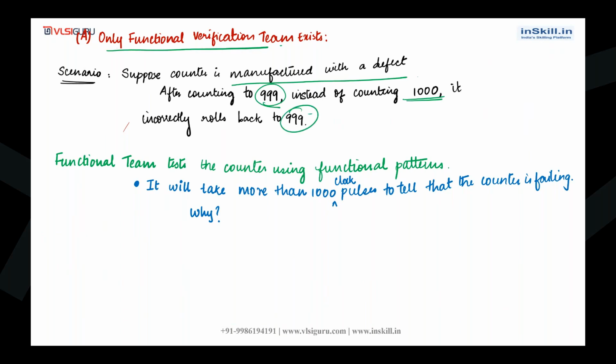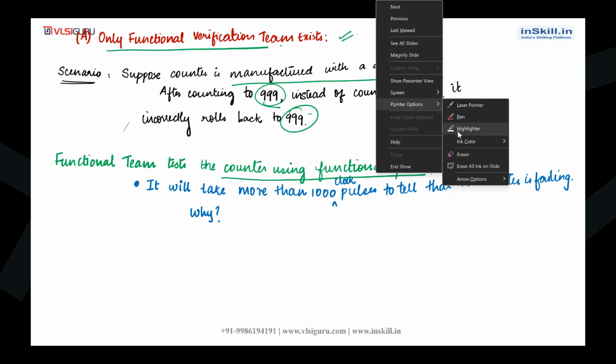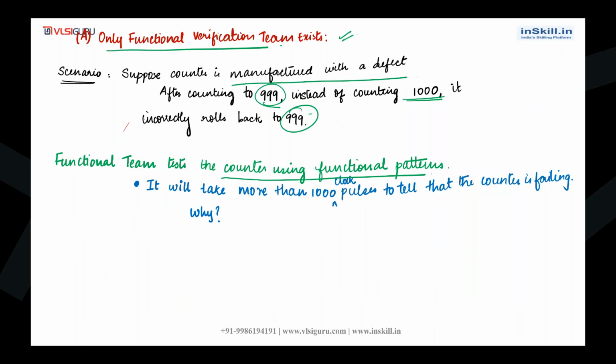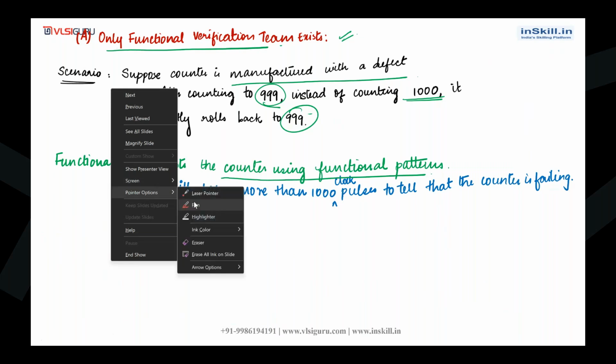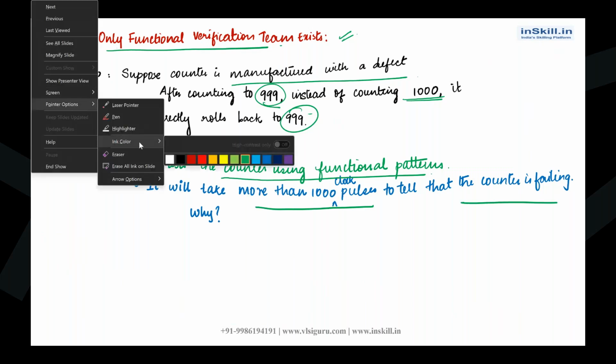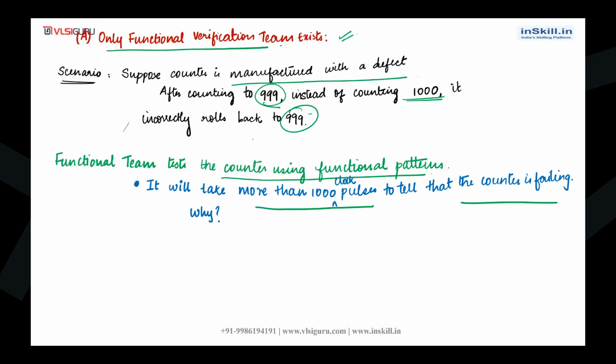Now, if only the functional verification team exists, what will happen? The functional team tests the counter with functional patterns. In this case, it will take more than 1000 clock pulses to tell that the counter is failing. Why will it take more than 1000 clock pulses to tell that the counter is failing?